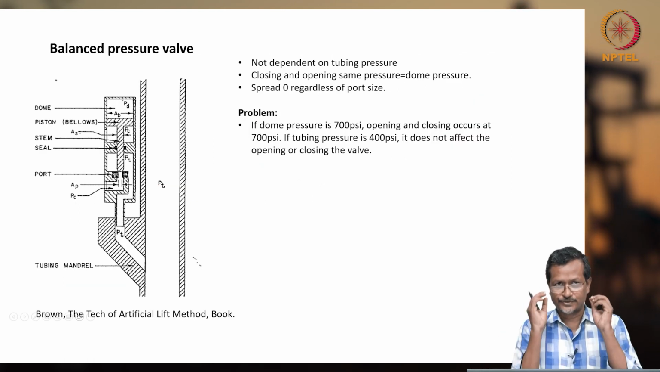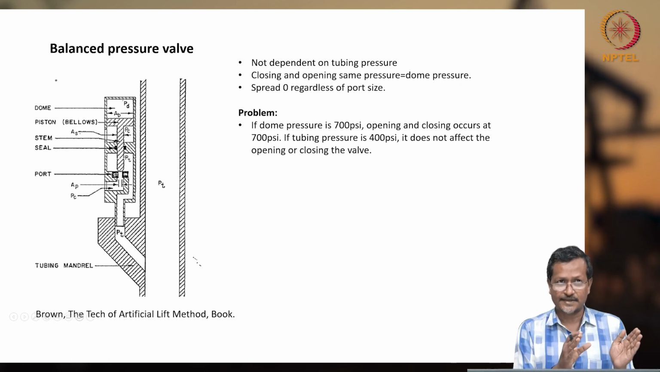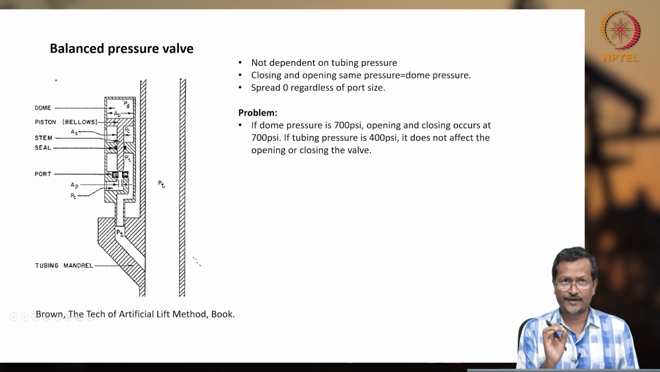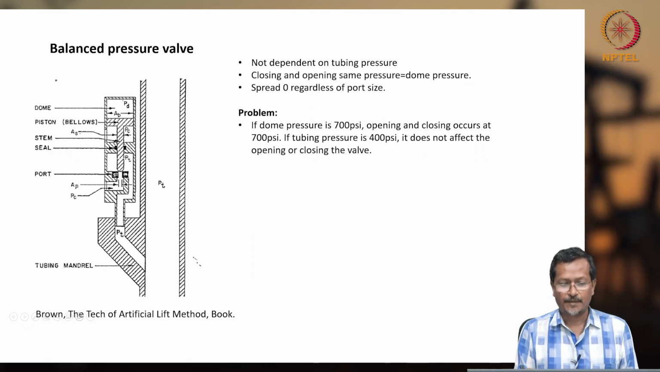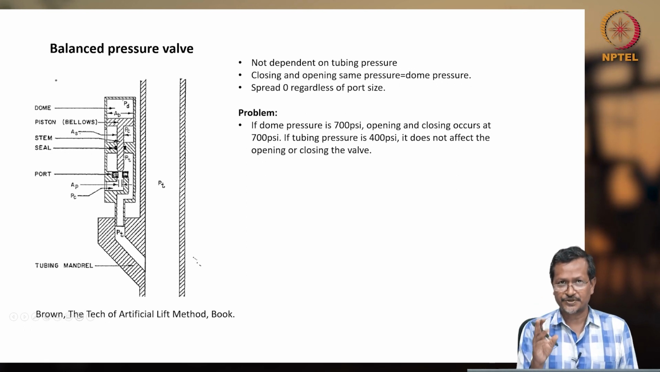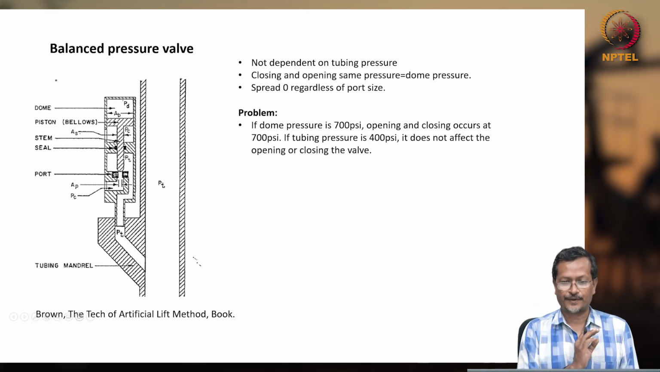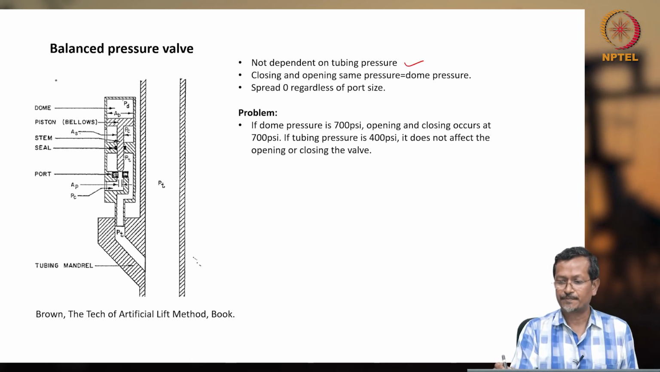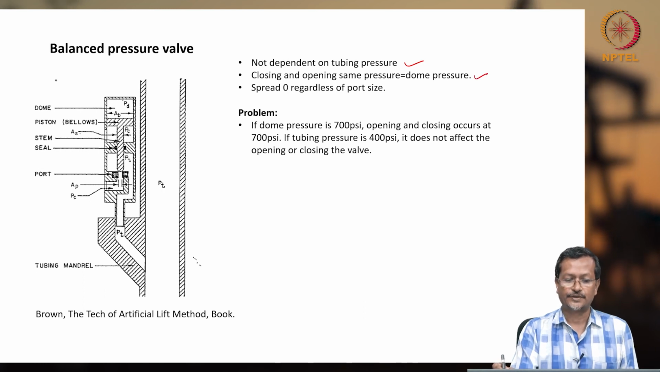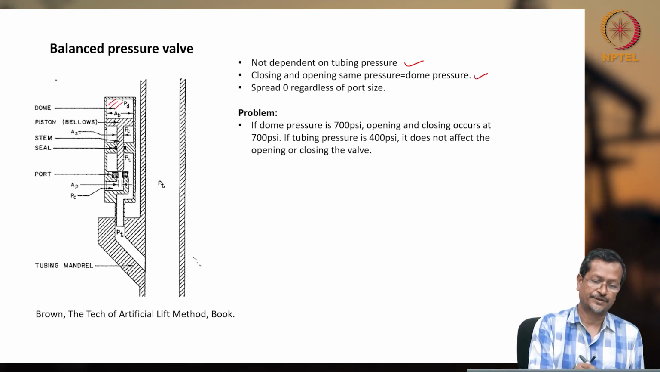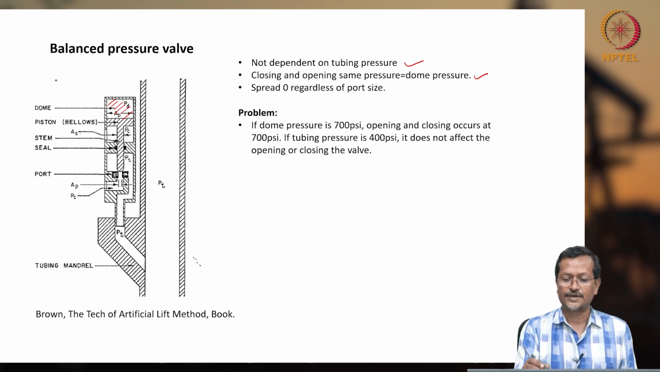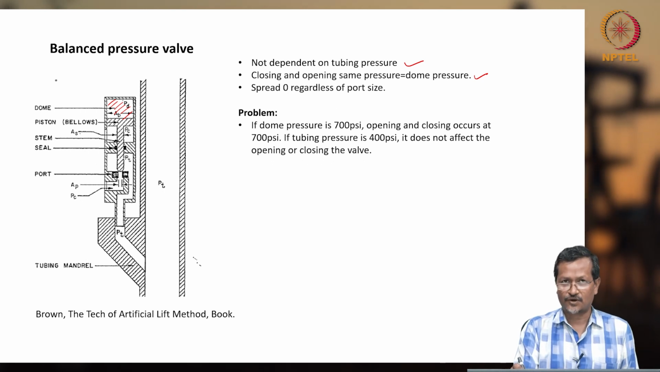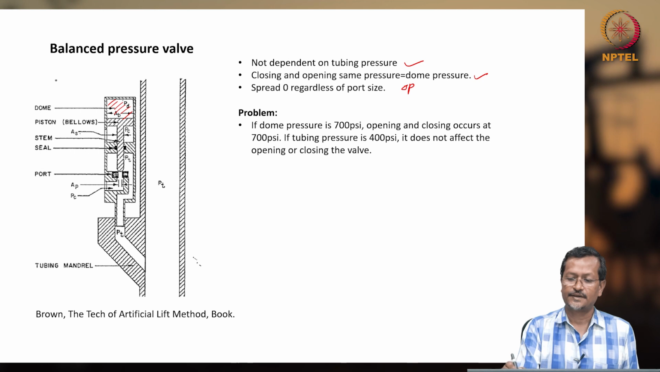Balanced pressure valve. I said there are two types of valve, unbalanced and balanced pressure valve. In an unbalanced pressure valve, tubing pressure also affects the opening and closing of the valve. But in a balanced pressure valve, only casing pressure controls the valve. There is no dependence on tubing pressure, and it opens and closes at the same pressure, the dome pressure. Dome means this nitrogen dome here. Spread is 0 regardless of port size, because PT is not affecting it, so del P equals 0 all the time.